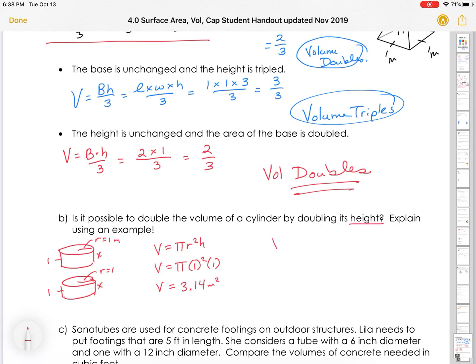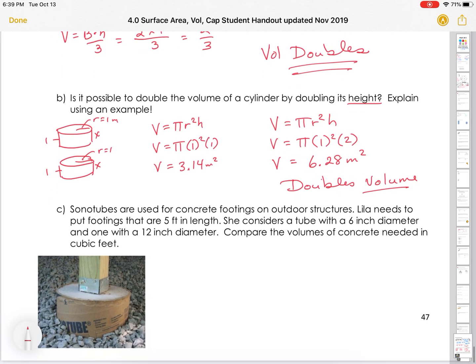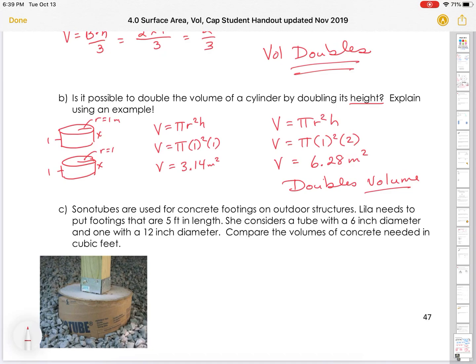Okay? Now, if we're going to double the height, just the height, right? So volume is equal to pi r squared times height, but we're doubling the height. So r is 1, and the height now is 2. When we multiply that out, I get 6.28 meters squared. So it doubles the volume. Okay? If you're not sure, test it out. Try some different numbers. That's what I do.